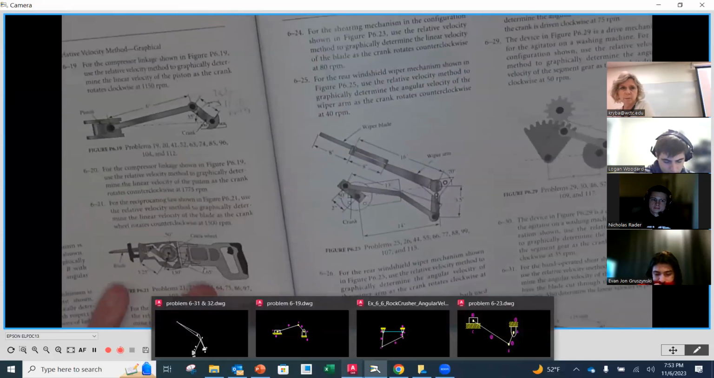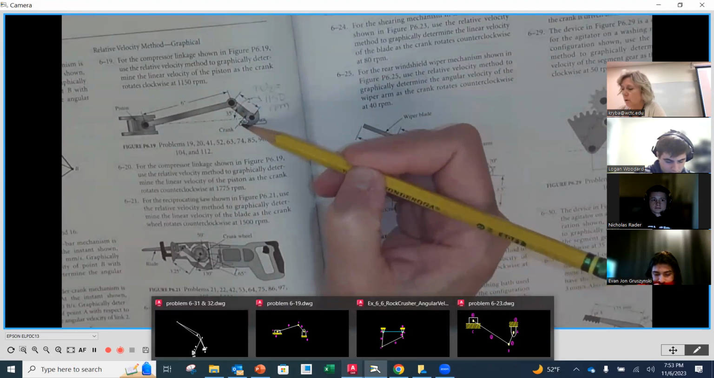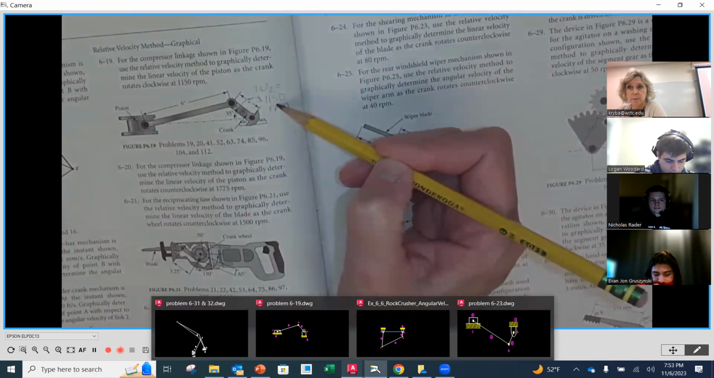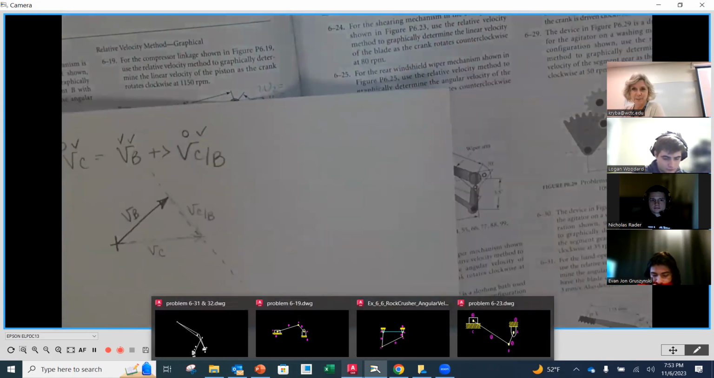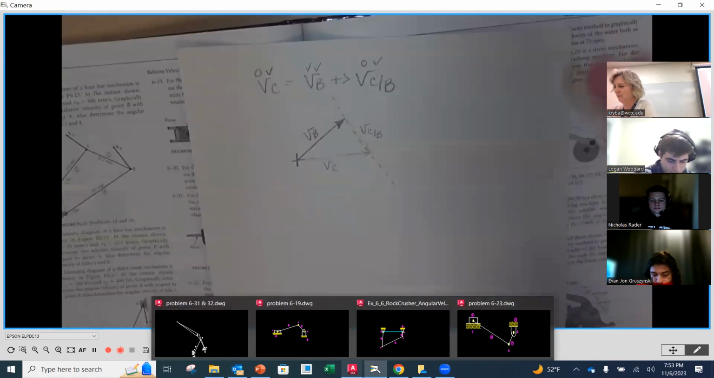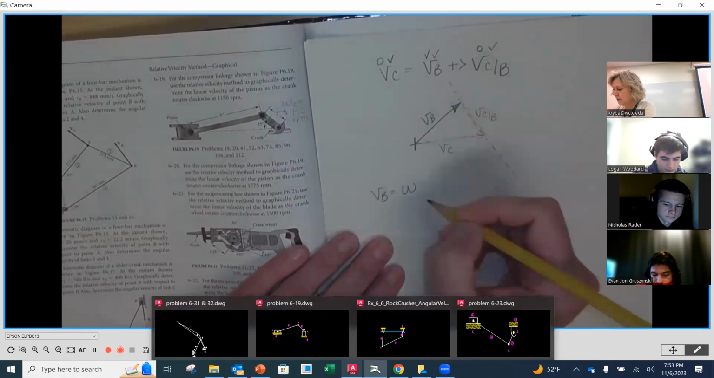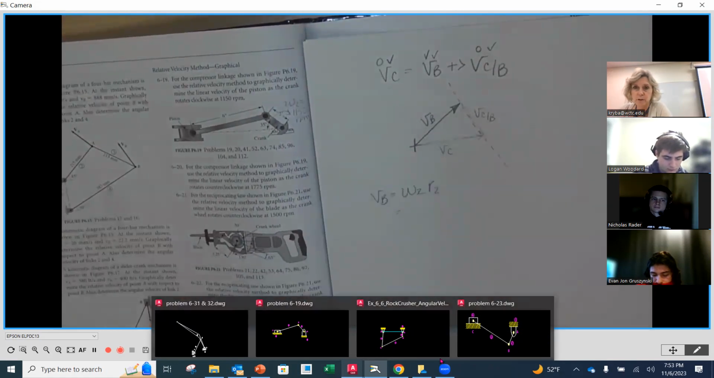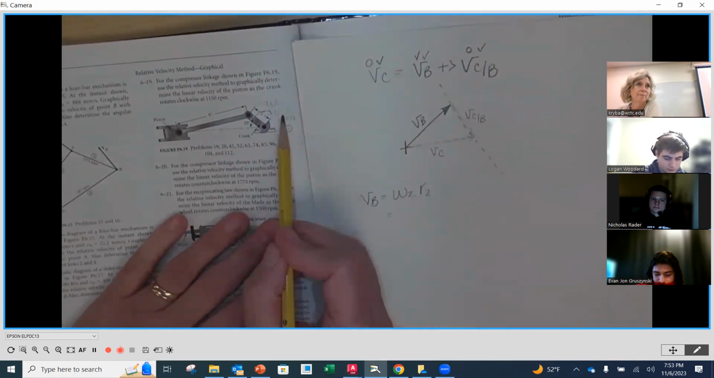So if I go back to my original problem, I know that this is a 2-inch radius, right? And I know that this is rotating in a clockwise direction at 1150 RPMs. So how am I going to calculate the velocity of B? Yes, W2 in this case times R2. So my W2 in my problem is 1150 RPM.